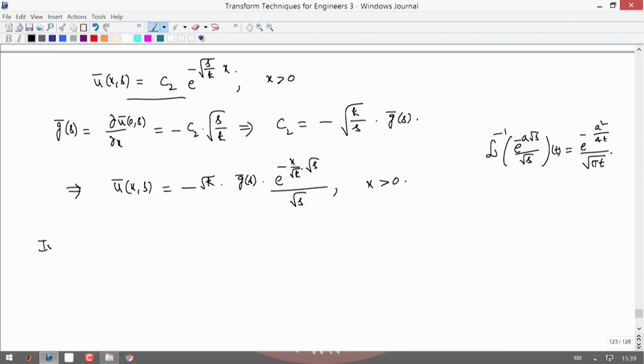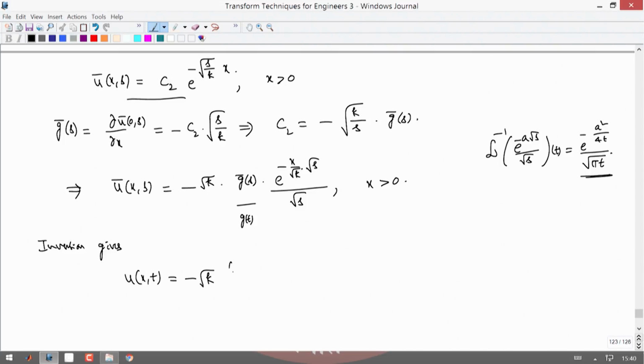Inversion now gives u of x, t as minus root k, since k is common, as a constant it comes out. For this, the Laplace transform of g and the Laplace transform of this function is this one. So you write that. There is a convolution, with Laplace transform of g of t being g bar of s, and the Laplace transform of this function being this function. Here a is x by root k. X is positive, root k, k is a constant, that is also positive.